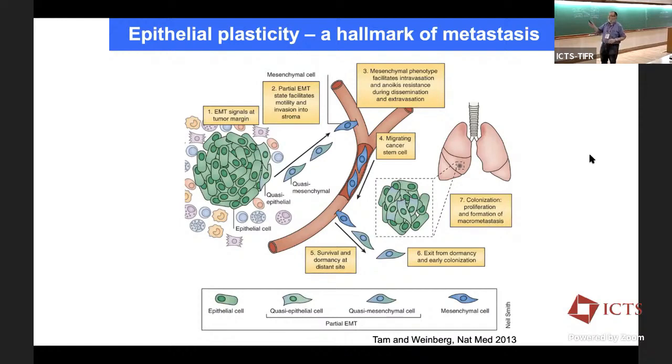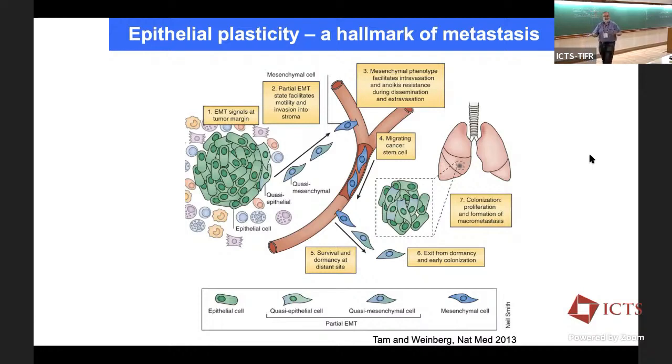Today, because it's been at least a day since you've heard about EMT, I'm just going to review very, very quickly some of the ideas about EMT, and then proceed to talk about the part that's missing in all those ideas, which has to do with the epigenetic layer of regulation.